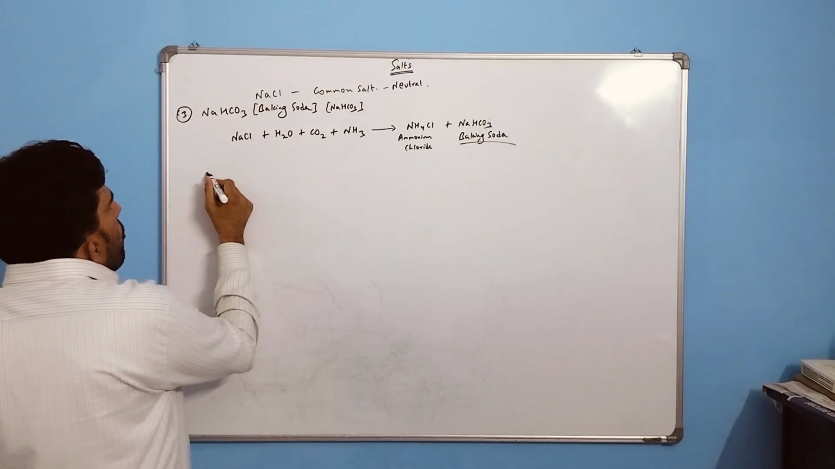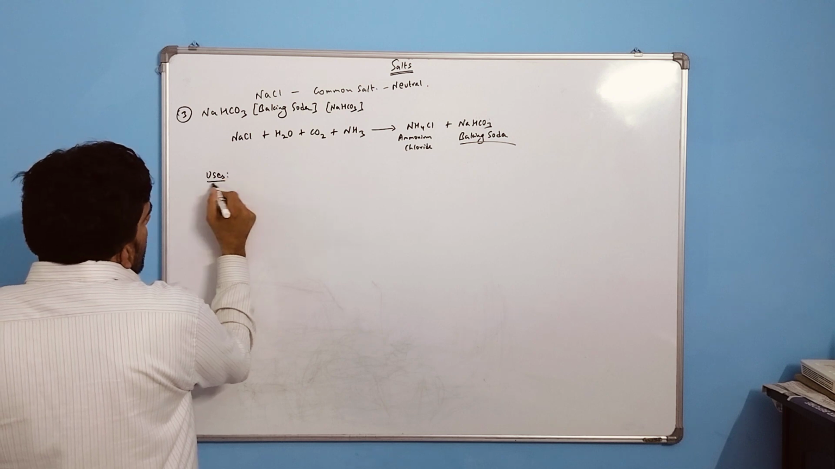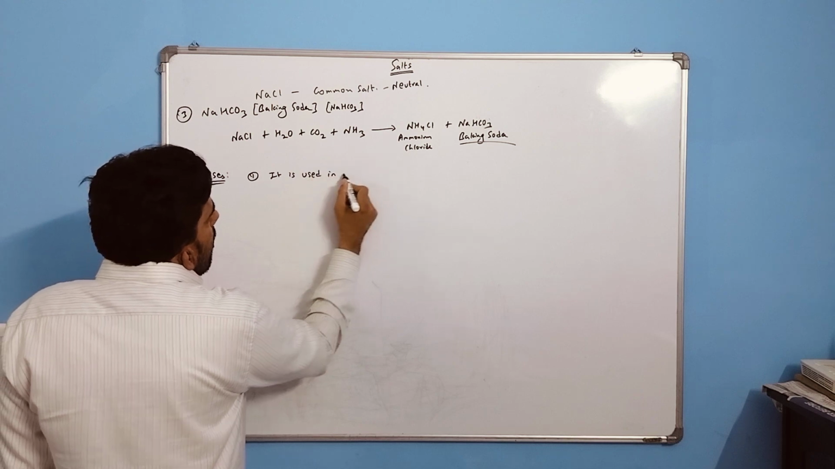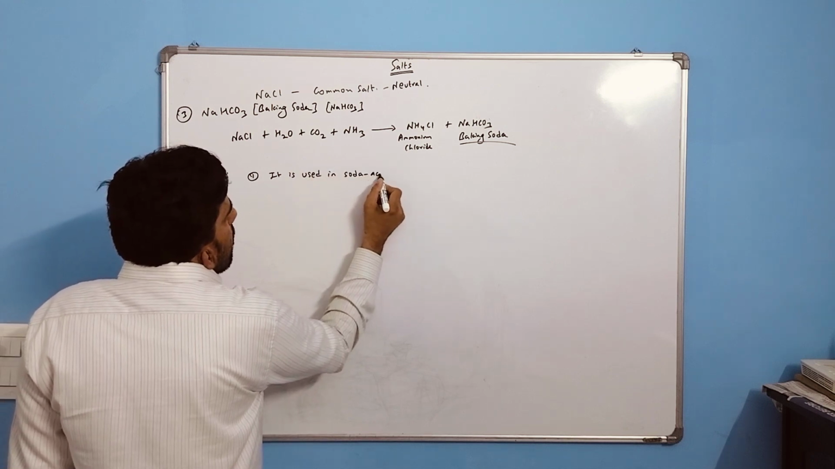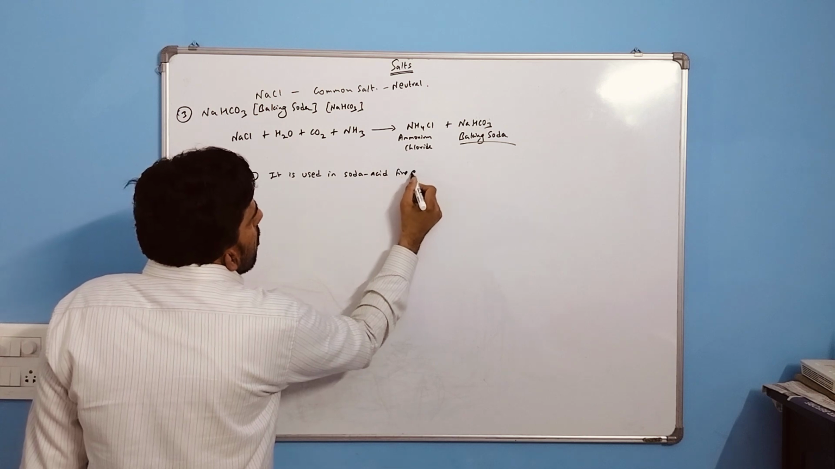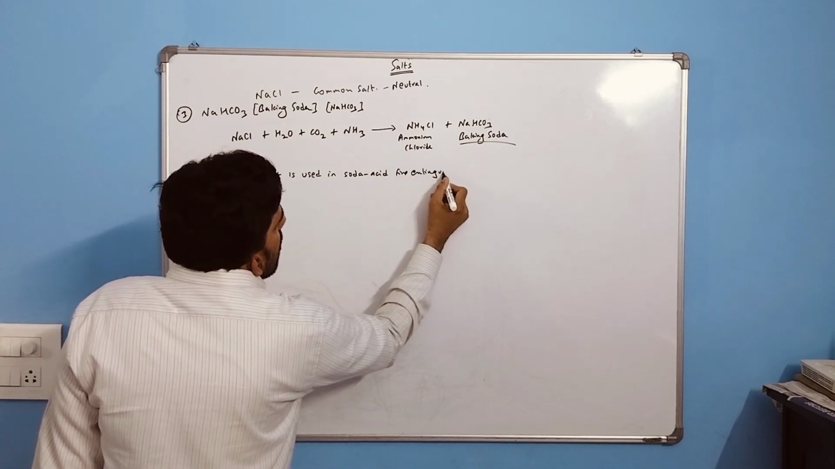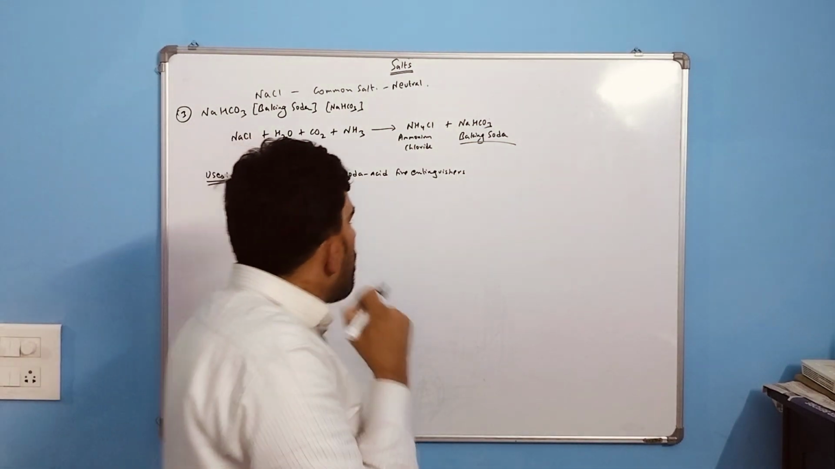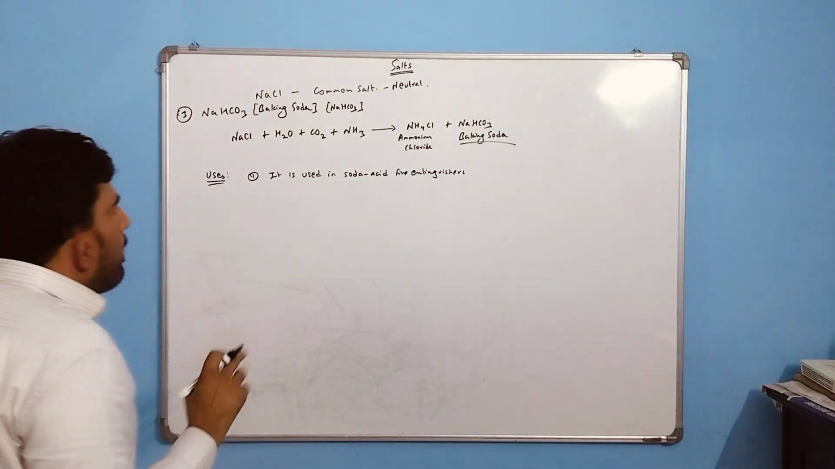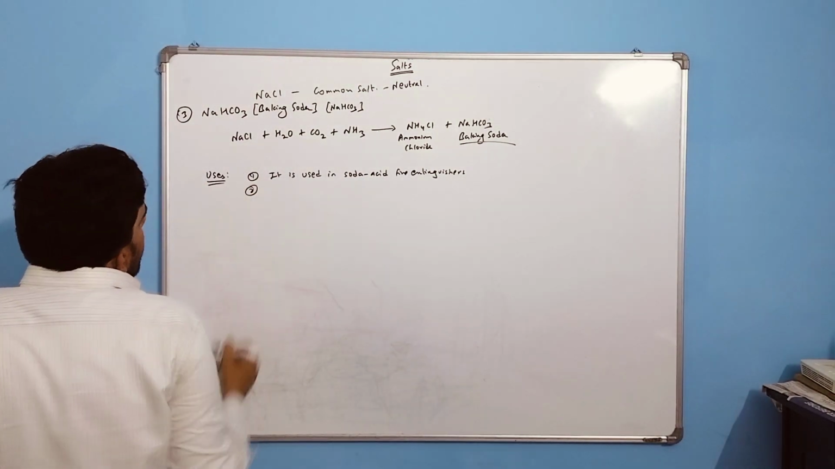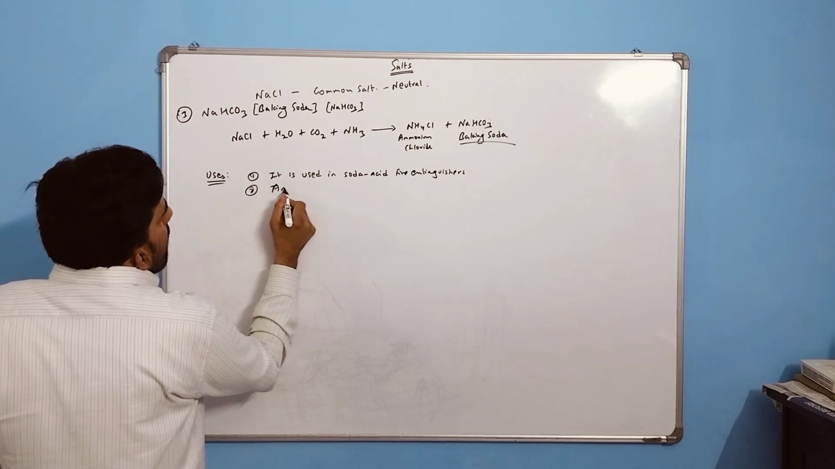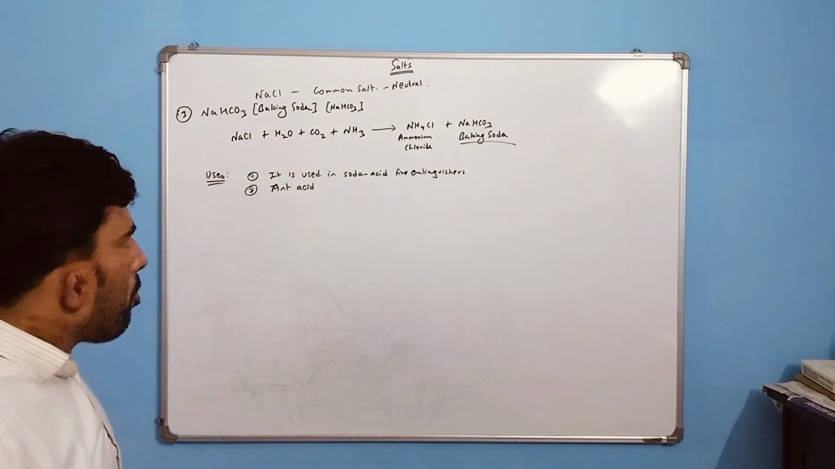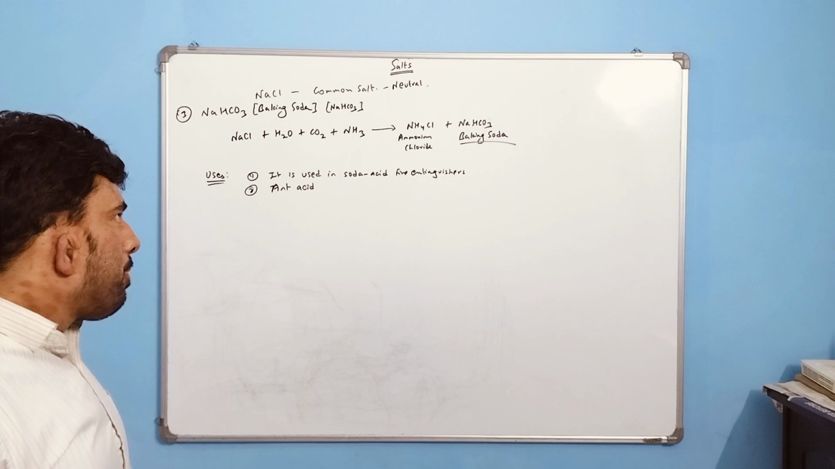If I go for uses, the first one is that it is used in soda acid fire extinguishers. We all know there are lots of types of extinguishers. Now it is used in soda acid extinguishers. Second one, it is used as an antacid because it neutralizes HCl in our stomach.